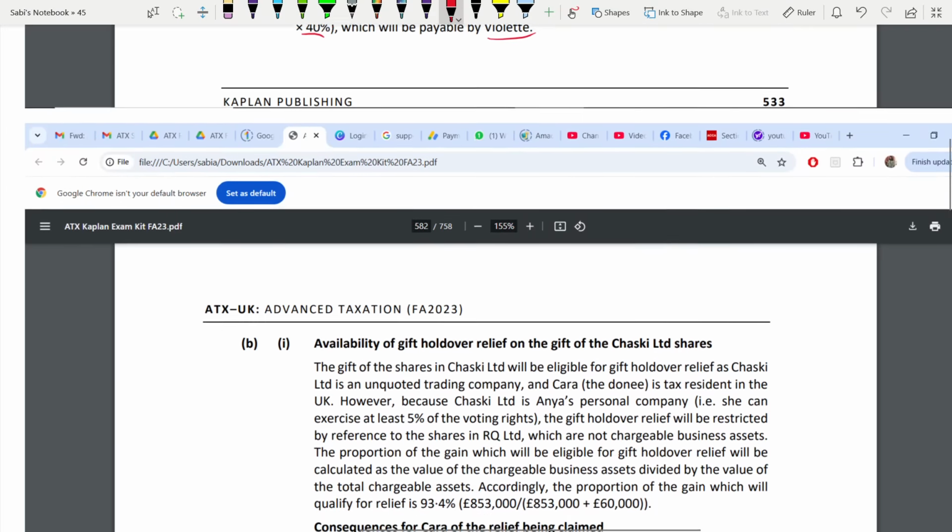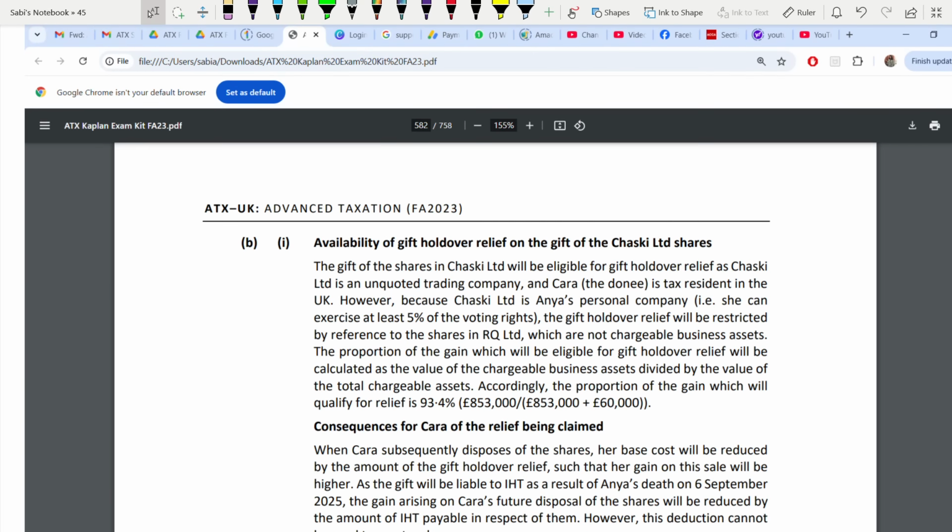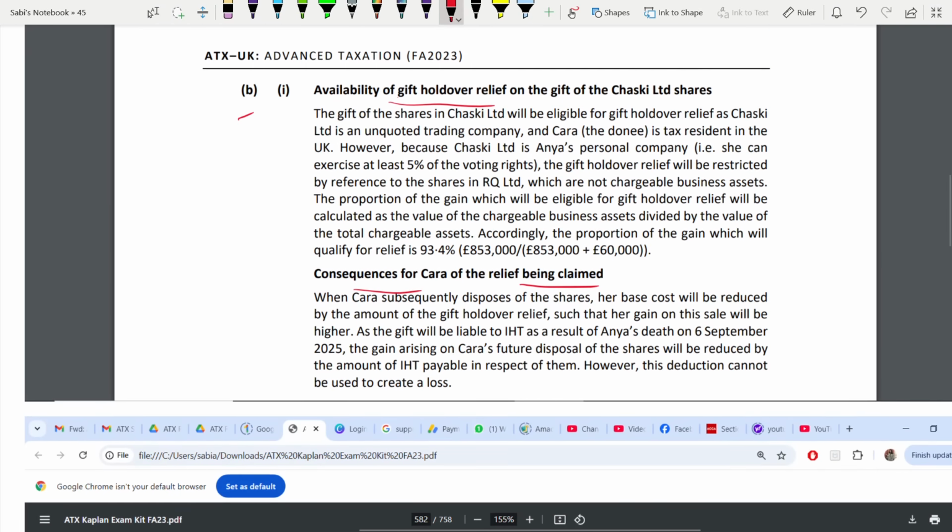Now we are moving on to part B, availability of this relief and the consequences for Kara for the relief being claimed. So now, first of all, you have to understand you are gifting a share. Shares are eligible for gift relief. Why? Because it is an unquoted trading company. And also, who is the donee here? Kara. She's a tax resident in the UK at the time of the gift.